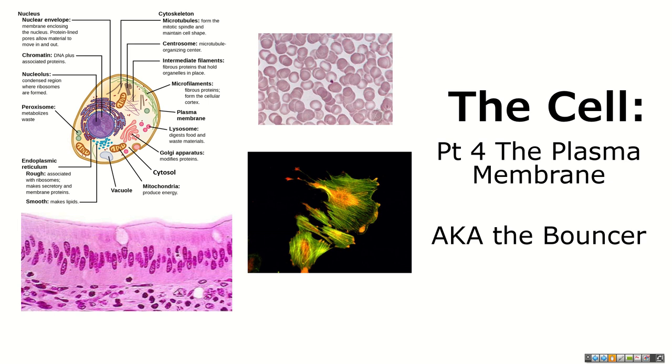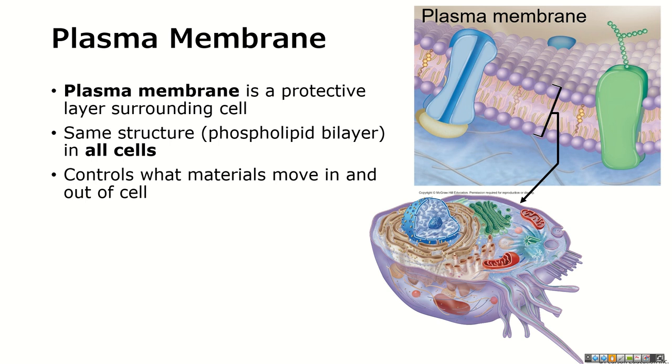Now, in this section, we're going to look at the structure of the plasma membrane. And if we're talking about the cell as a company, then this is the bouncer or security at the door. Okay, it's going to make sure that nobody comes in who's not supposed to come in and nobody goes out who's not supposed to go out. So the plasma membrane is a protective layer that surrounds the cell.